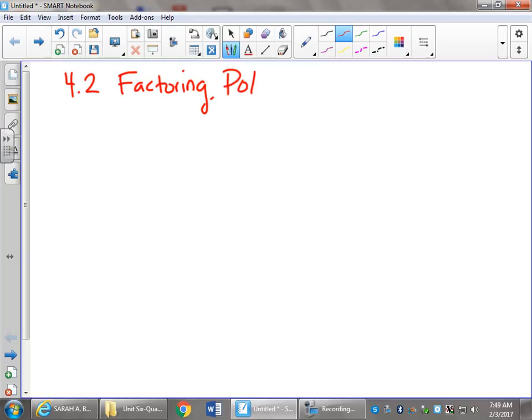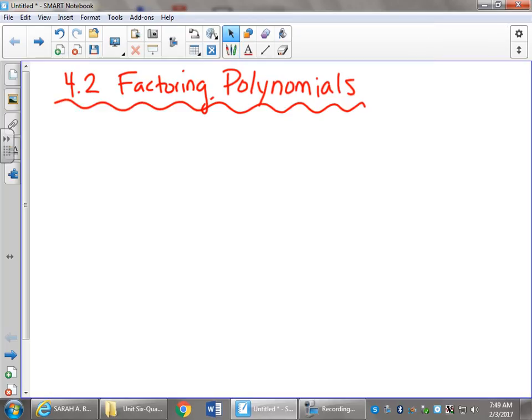Factoring polynomials. A lot of the strategies that you've already learned when you learned how to factor in the quadratic unit, you're going to apply today during the notes and throughout the rest of this week. So previously with quadratics, we learned how to identify and factor out a GCF. That's one strategy of factoring.